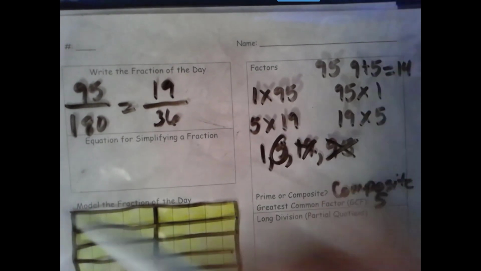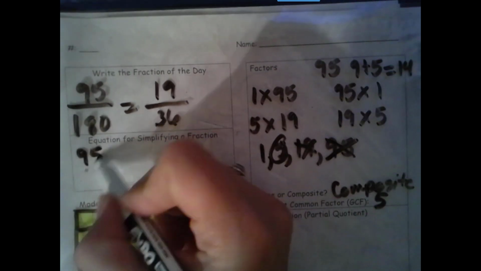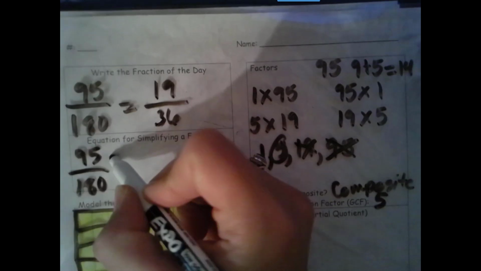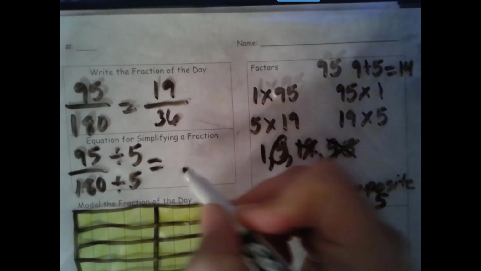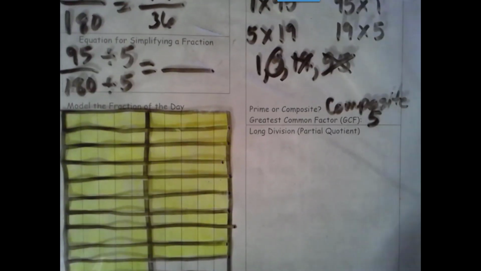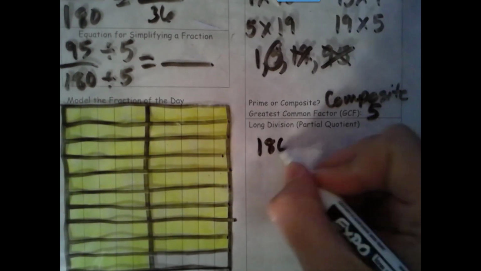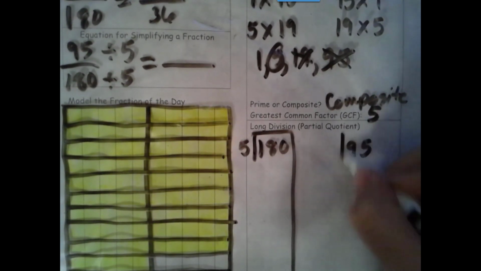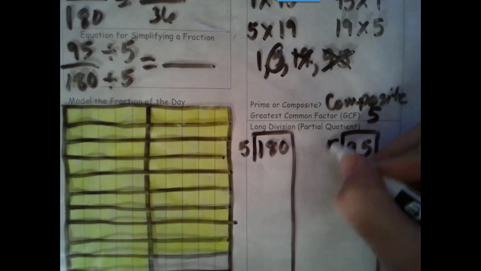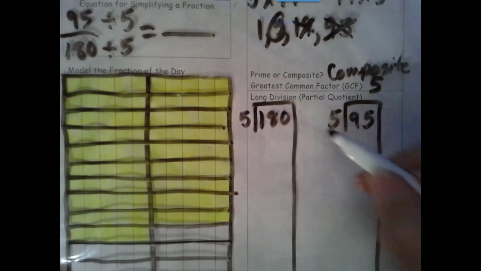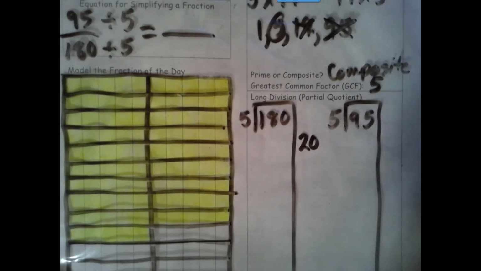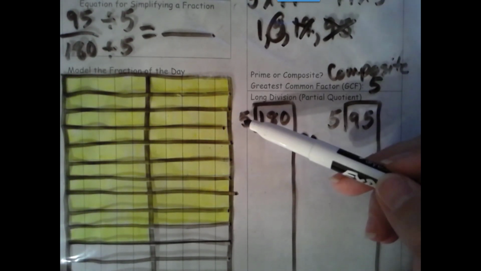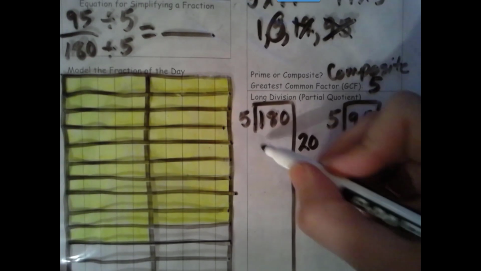Okay, I've done my division with my model. Now I'm going to divide using my algorithm. I'm going to divide by my greatest common factor of 5. So 180 divided by 5 and 95 divided by 5. Okay, 20 nickels gives me 100 cents. Nickels are 5 cents, so 20 times 5 is 100.